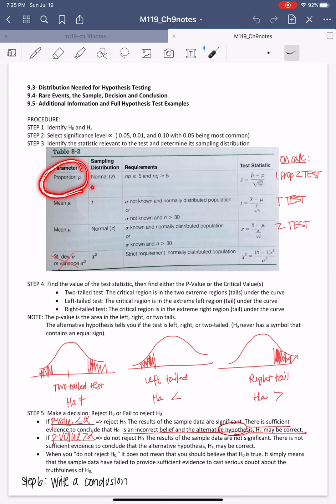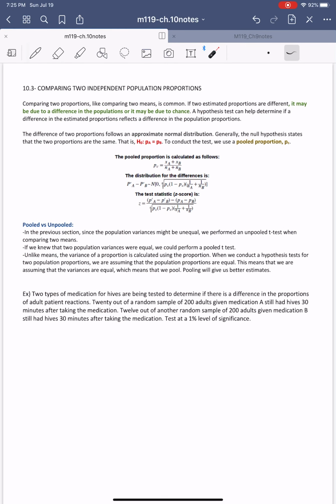Proportion will be going back to the normal Z distribution. Okay, so comparing two independent population proportions. Comparing two proportions, like comparing two means, is common. If two estimated proportions are different, it may be due to a difference in the population or it may be due to chance. A hypothesis test can help determine if the difference in estimated proportions reflects a difference in the population proportions.